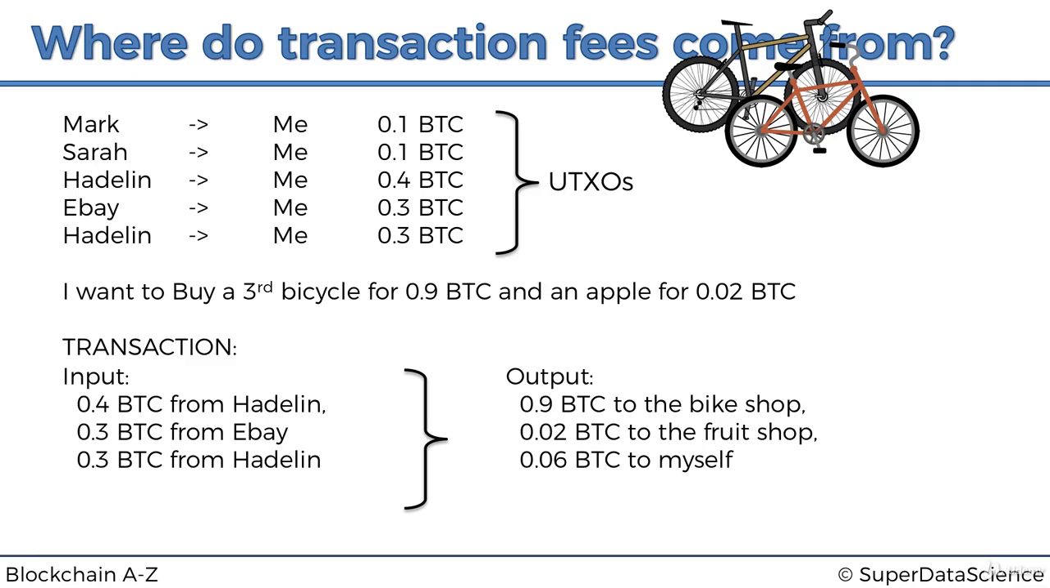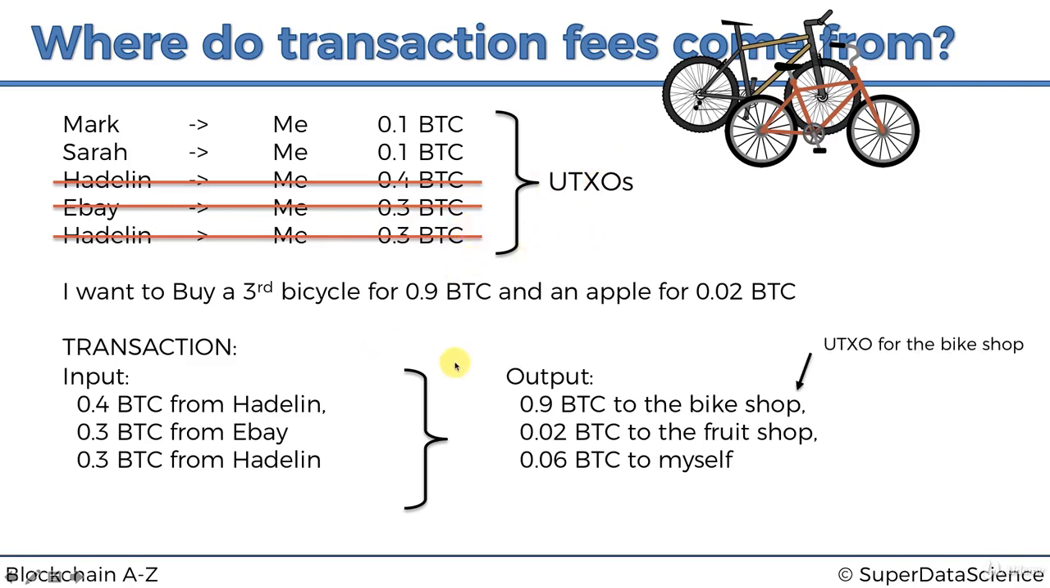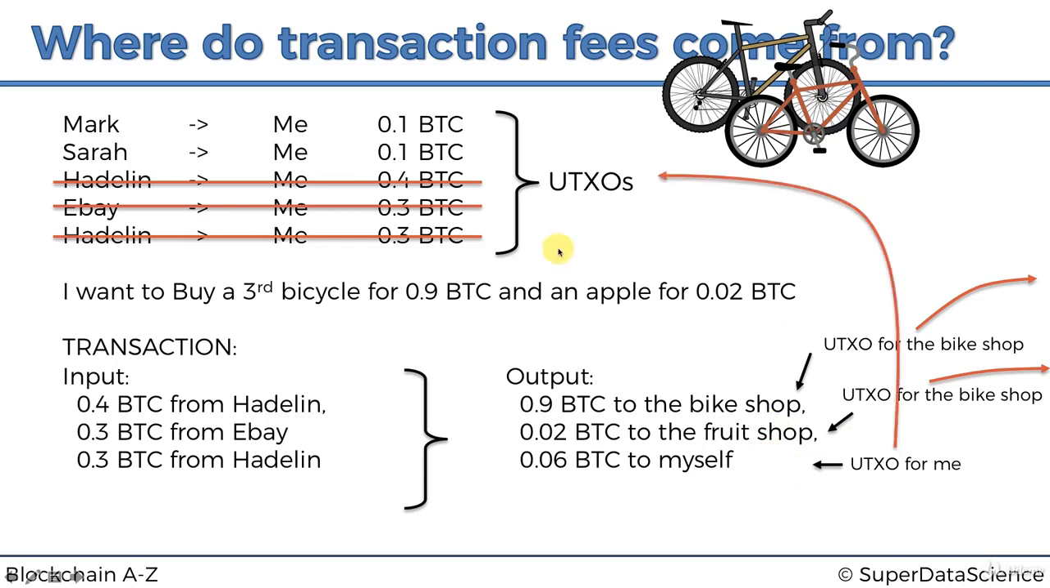So what happens from here? We've already learned that because this transaction has fed into here, now it no longer is a UTXO. There's no output that is left just hanging. It's taken up by this transaction. This transaction, same thing. This transaction, same thing. So we can just get rid of them out of our list of UTXOs. This amount will become a UTXO for the bike shop. This amount will become another one, not the bike shop, this should say fruit shop. This UTXO for the fruit shop, and this will be a UTXO for me. So it'll go into here.